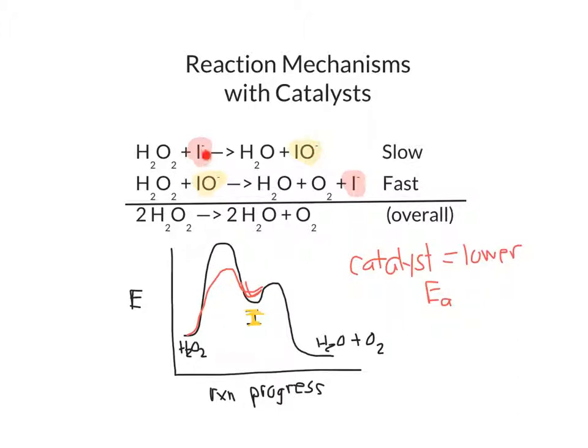And so if we can make that first step go faster by lowering its activation barrier by adding a catalyst, then we can make the overall reaction go faster than it would without the catalyst.